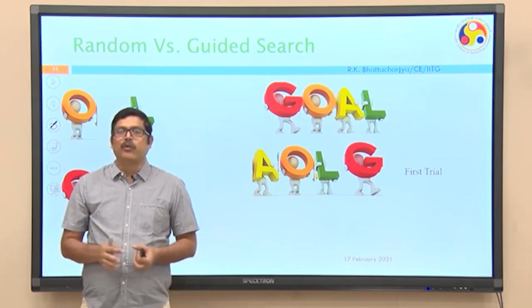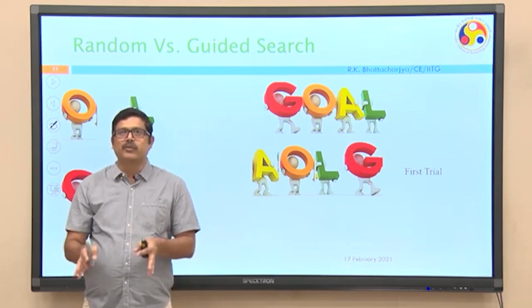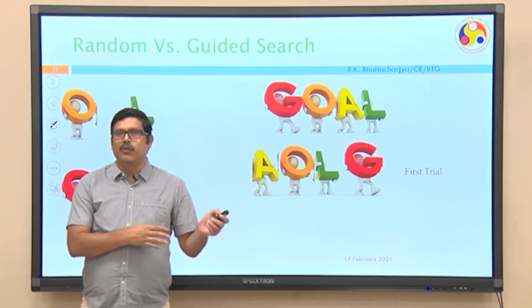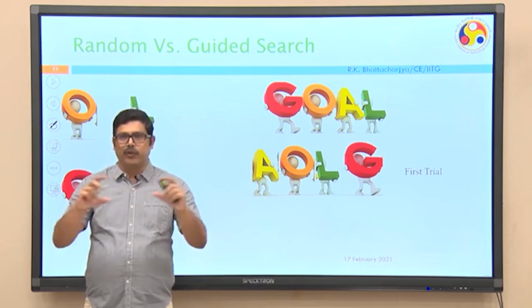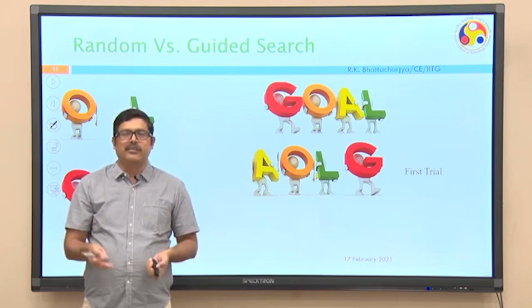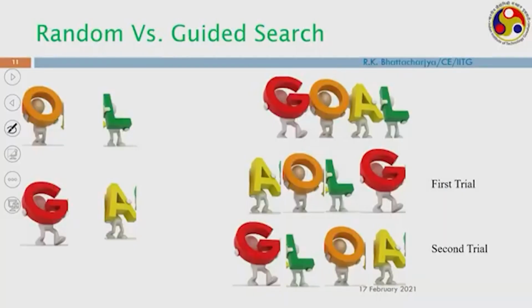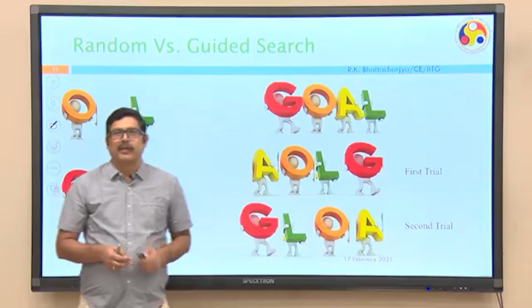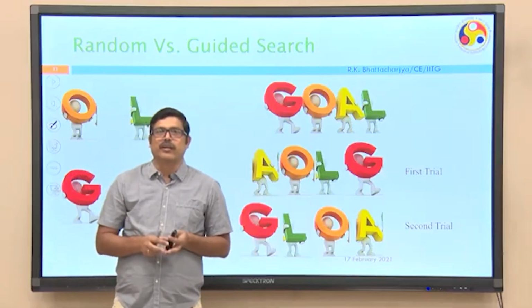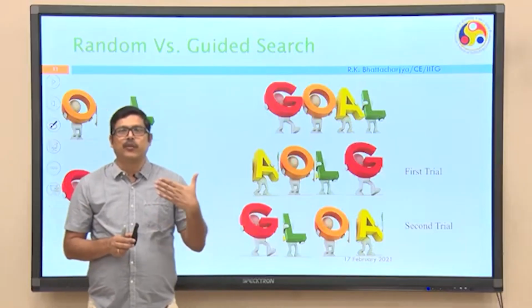Now, what will you do basically? Then you will again rearrange the letters and give another trial, and suppose this is the second trial. In the second trial you are getting ZLOA, that is also not the solution. So, then what will I say? I will say no basically.